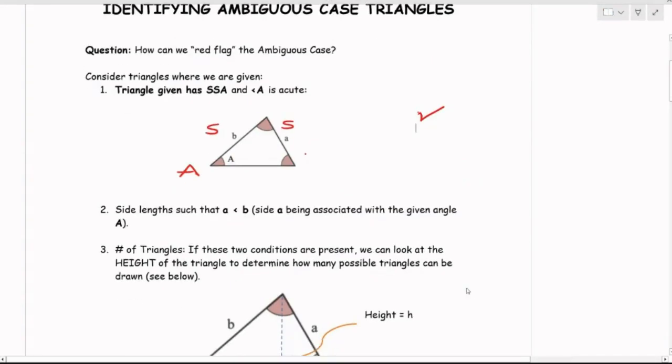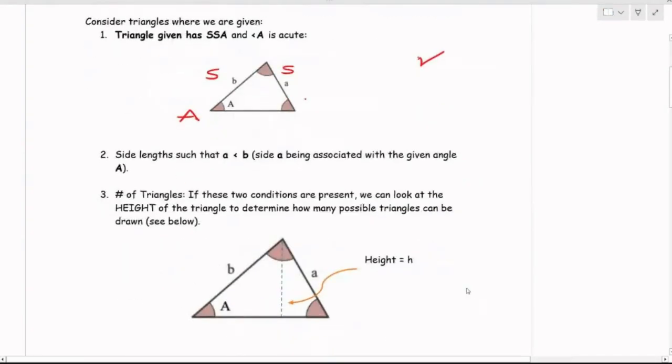The second thing you're going to check for is that the side length a is less than the side length b. Now, side length a is always going to be across from the given angle. So you always want to check the side that corresponds to the angle. Is that side less than the other side given? If so, you have confirmed that checkpoint 2 is there. So again, we might have an ambiguous case on our hands.